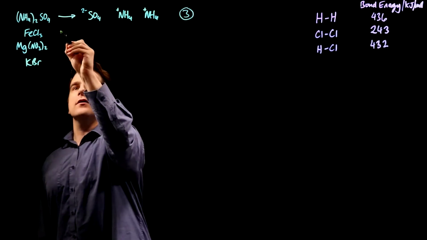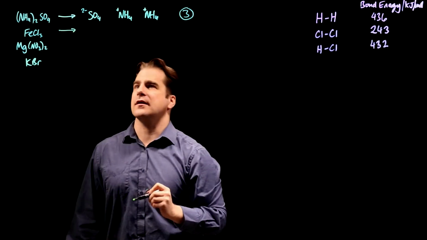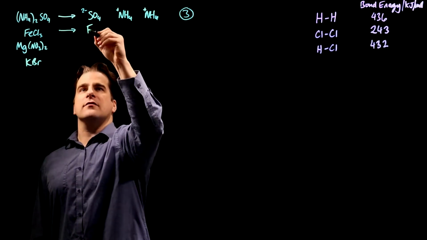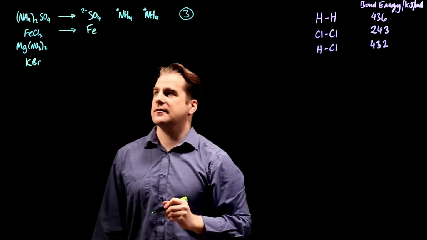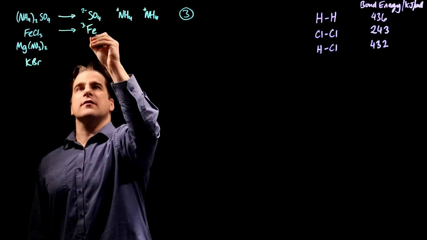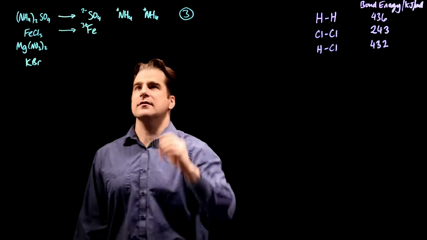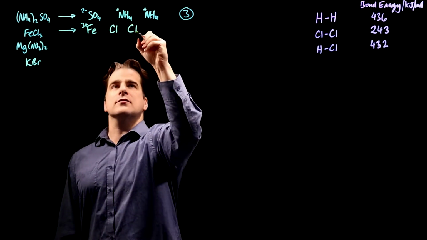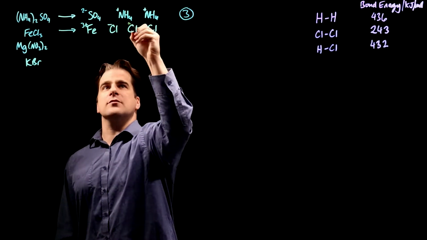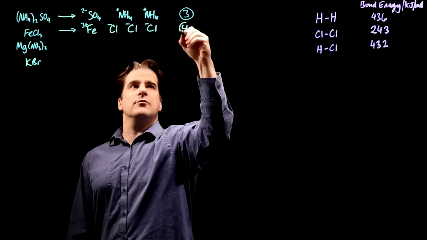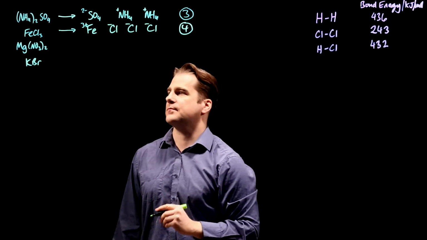Okay, right, what about iron chloride? Well, we're going to have the iron atom, which is a 3+, because it's got 3 chlorines on it, and 3 chlorides, because there's 3 of them, each has a 1-. So that's going to form 4 ions in solution.